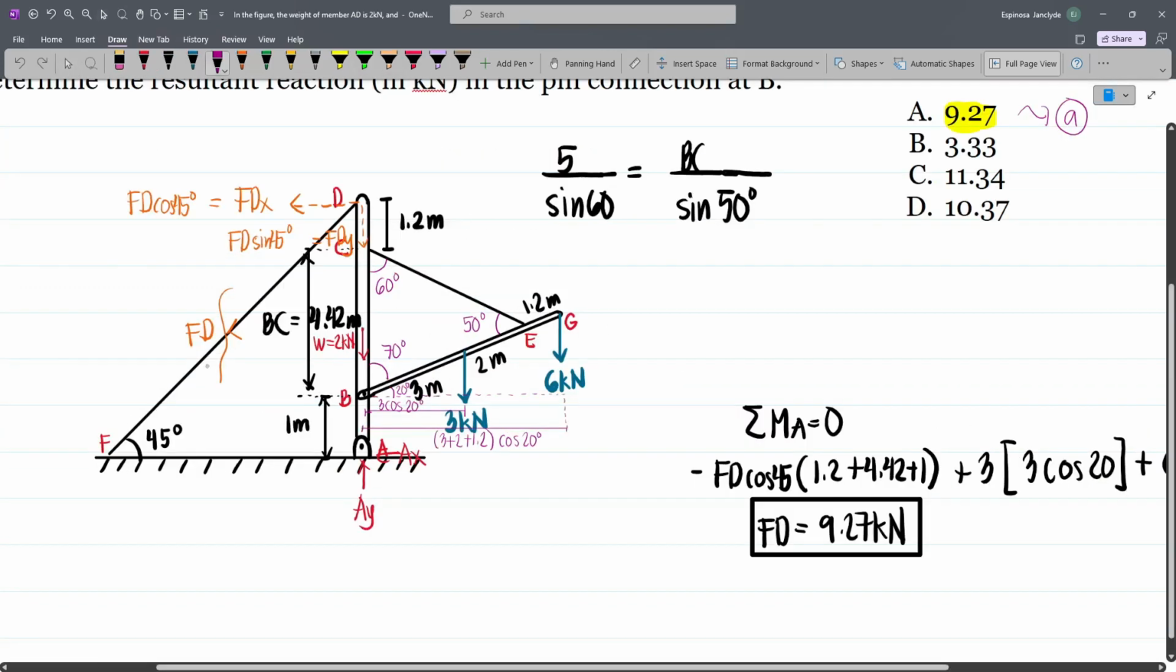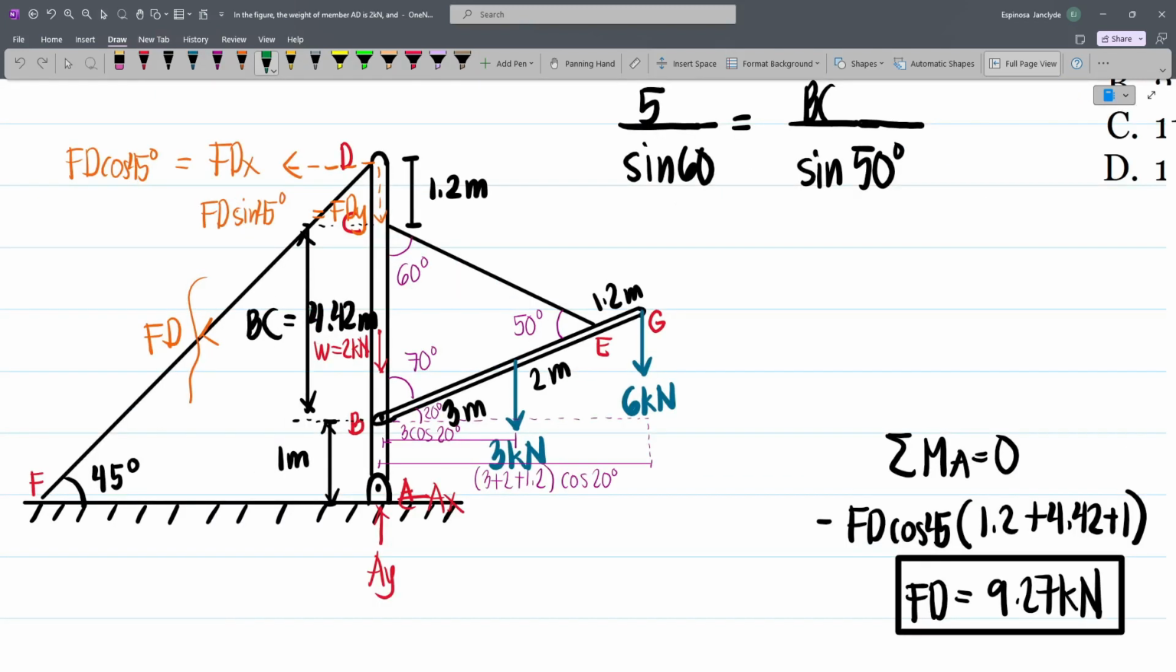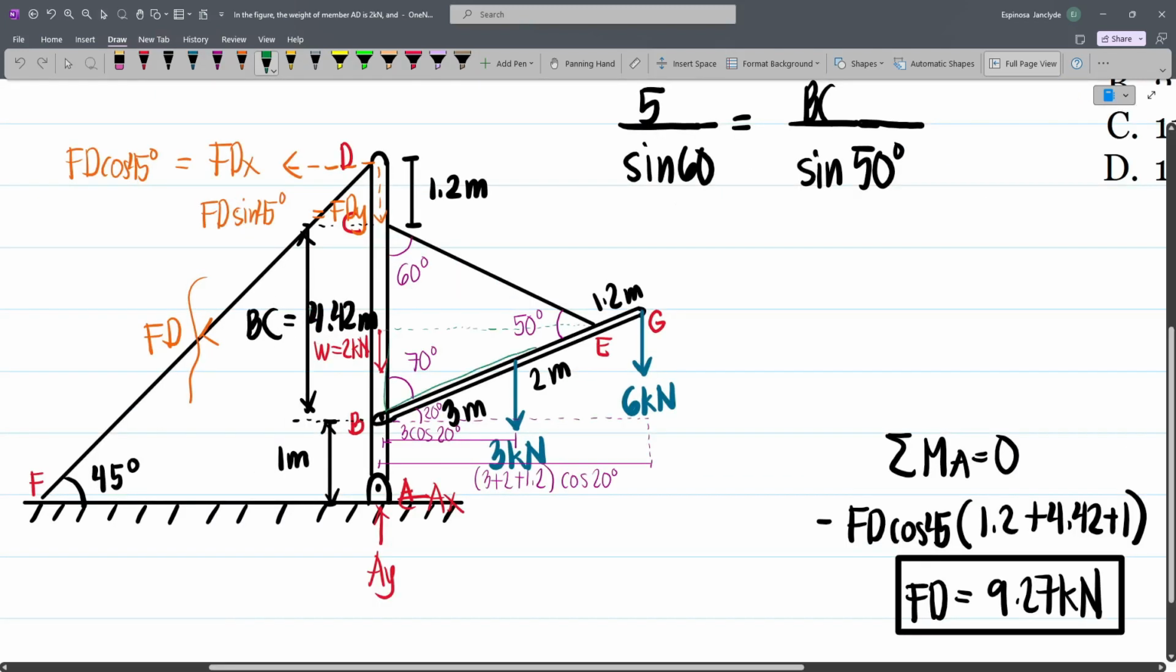First, we need to find the inclination of this cable. Kasi ito kasi yung CE. We can draw a horizontal line dito. Now, diba, this is just a triangle. And so if this is 70, then this must be 20. And then if this is 50, then this must be 30. Kasi 30 plus 20 is equal to 50.